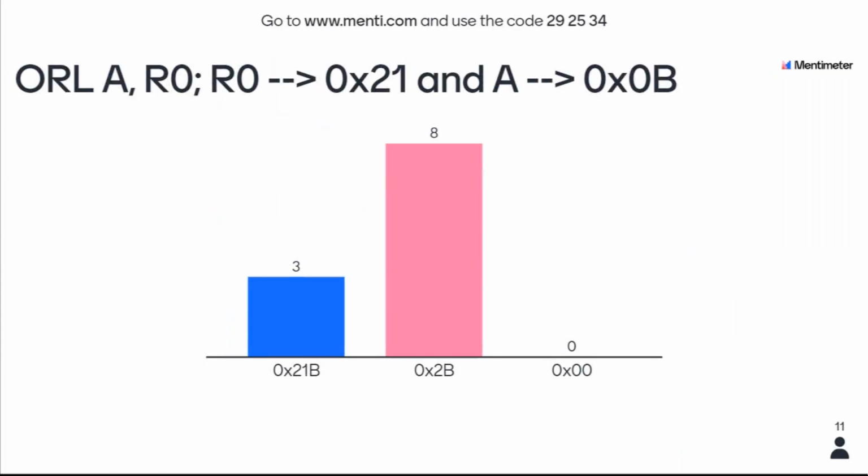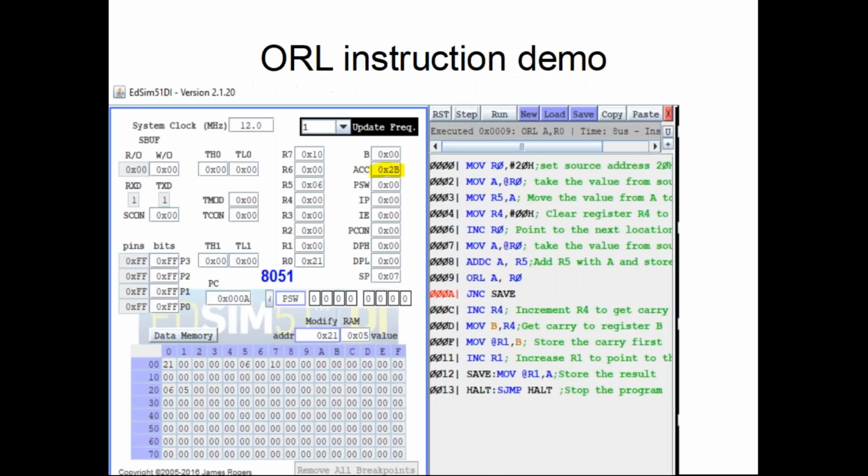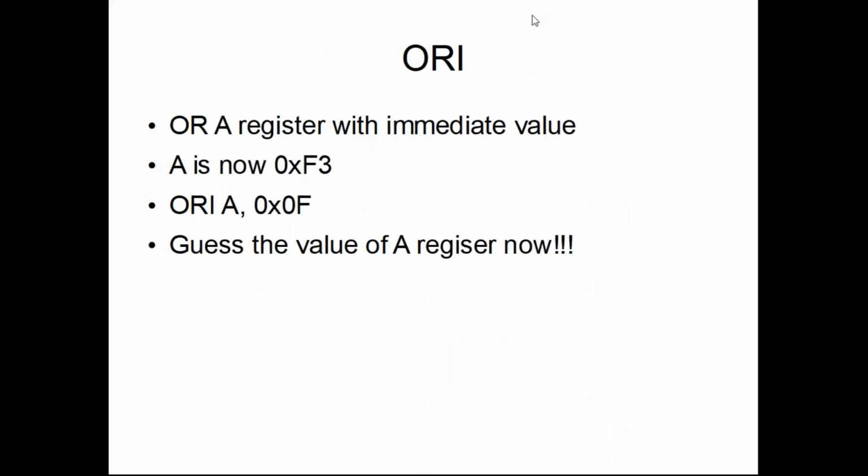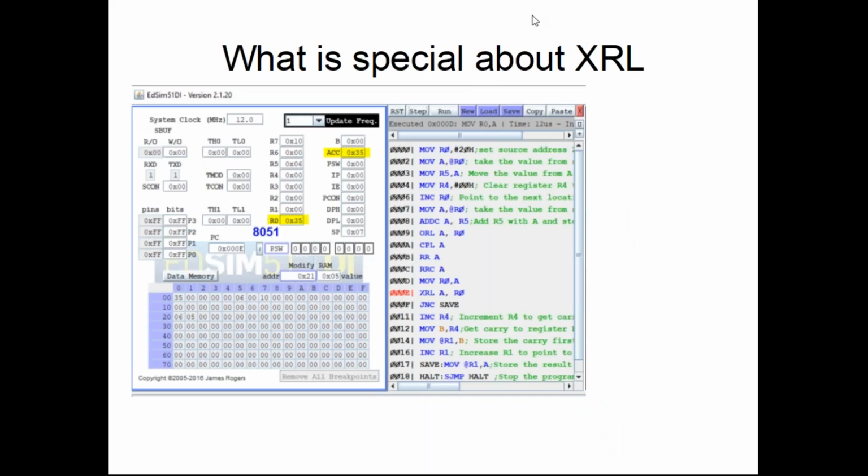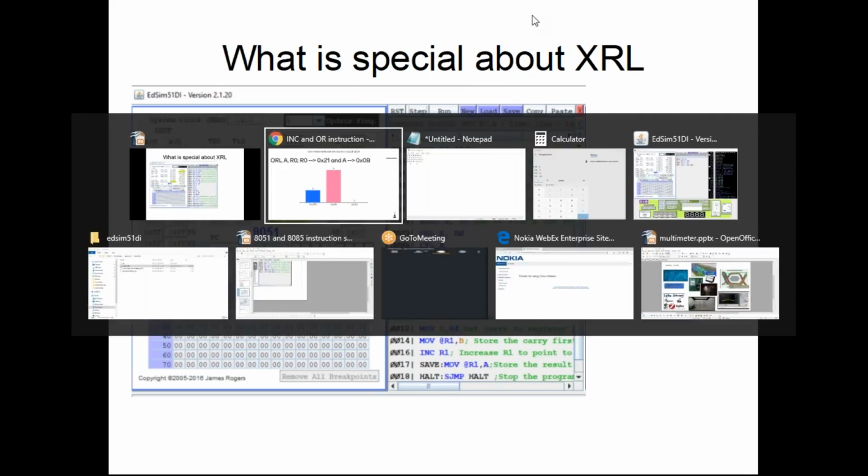This is to help those who have answered 2 and B to understand why that is wrong. So we'll look at the demo. You can see that it had 2 1 and AC had B. Now when I OR after instruction 9 has executed, you can see that the answer is 2B, which is what we saw there as well. Okay, and then there is a special instruction called XRL.